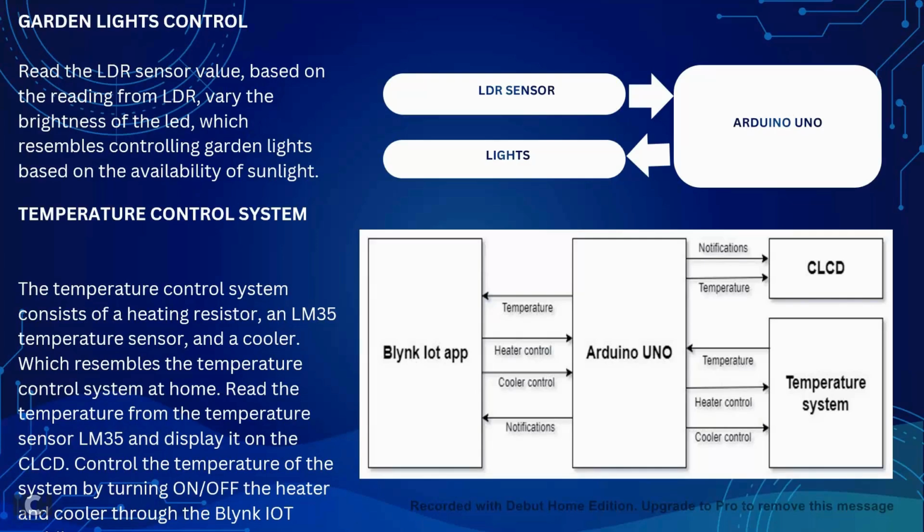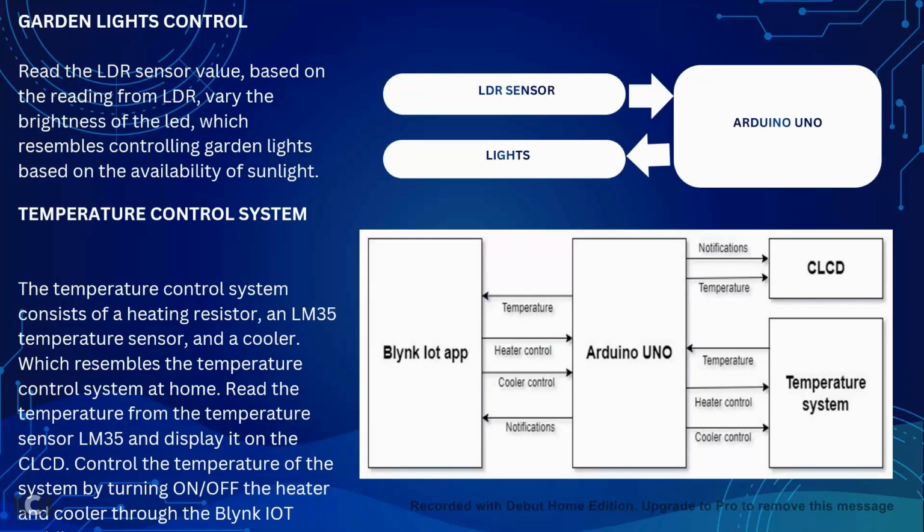Temperature control system. The temperature control system consists of a heating resistor, an LM35 temperature sensor and a cooler, which resembles the temperature control system at home. Read the temperature from the temperature sensor LM35 and display it on the CLCD. Control the temperature of the system by turning the heater and cooler on or off through the Blynk IoT app.